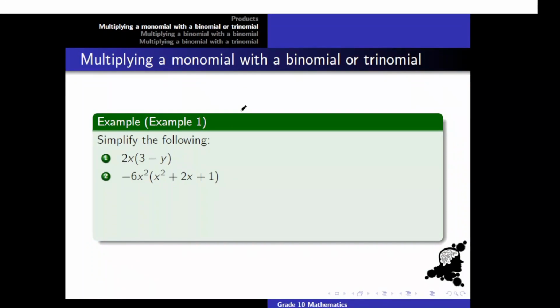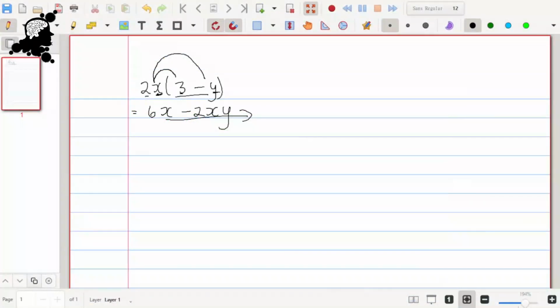The next example. Negative 6x squared into x squared plus 2x plus 1. Let's go back to the writing pad. We've got negative 6x squared into x squared plus 2x plus 1. Right. In this example, we are multiplying a monomial with a trinomial. So what do we do? We said we multiply the monomial with every term inside the bracket.